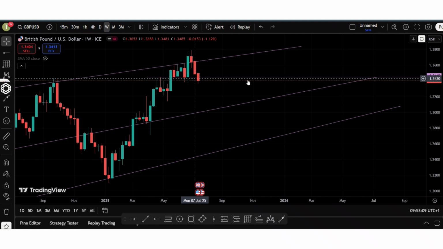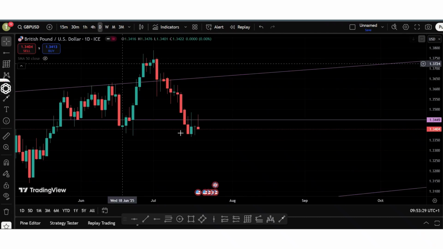So closing below this support line shows that the weekly is bearish. If it rejected this support line and closed above it, then we know that the weekly is bullish. So currently we know that next week we are going to be seeing more downsides. So let's go to the daily.